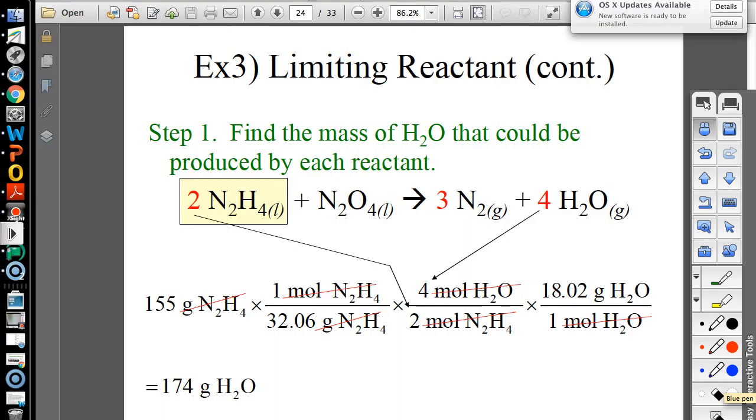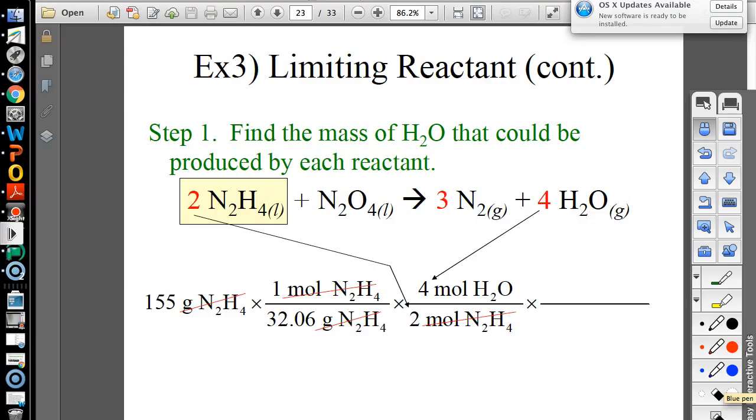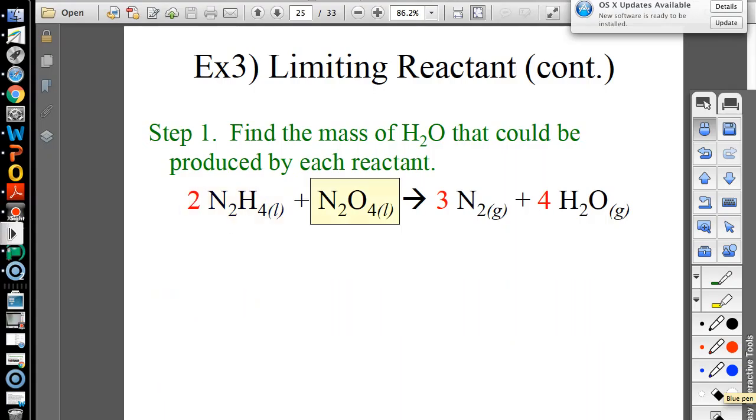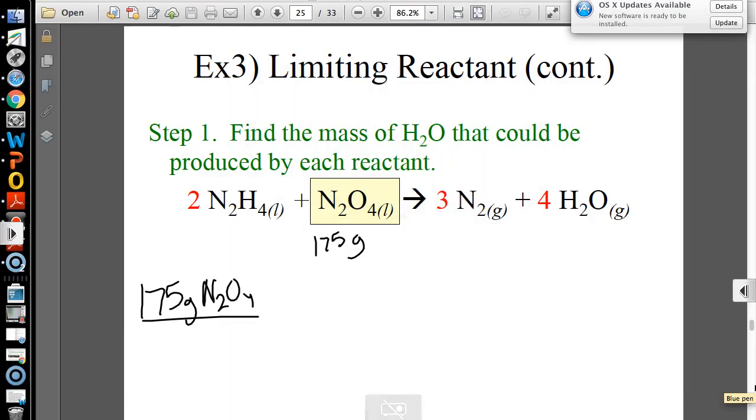Now, like I said, this is just one of the 2 choices. I have to work the other one out the same way. So I'm going to start with that, I think it was 175. Let me see. Yeah, 175 grams of the N2O4. You guys got this part down? Got it? Okay, so now I'm going to start with 175 grams of N2O4, and I'm going to do the work to find out how many grams of water I can make.